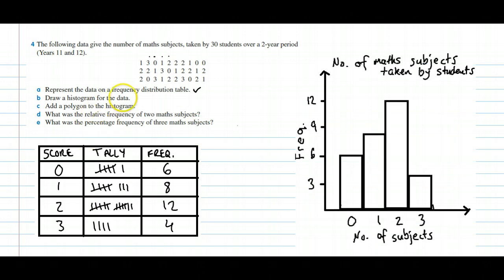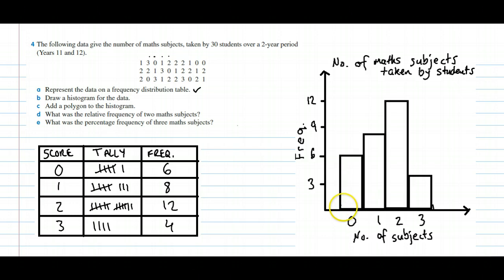Next we have to draw a histogram of the data, and here's one that I've prepared earlier, as they say on the cooking shows. So in the histogram, we put the frequency on the vertical axis, we put the different possible scores on the horizontal axis along the bottom there. Of course, we've got to have a title and we've got to label our axes. And for the first possible score, which was to do 0 subjects, in our frequency distribution table, we found that there were 6 students who did that. So that's why this box goes up to the height of 6 frequency.